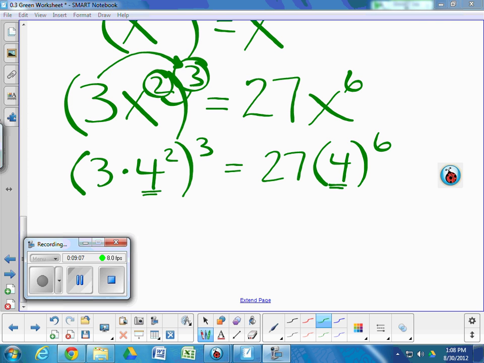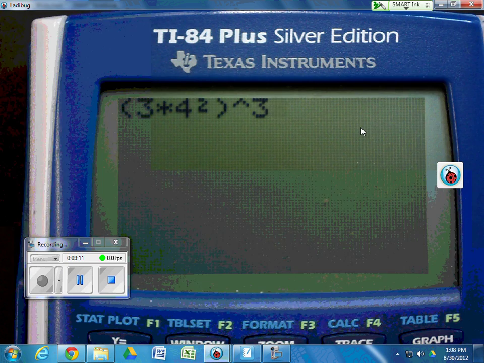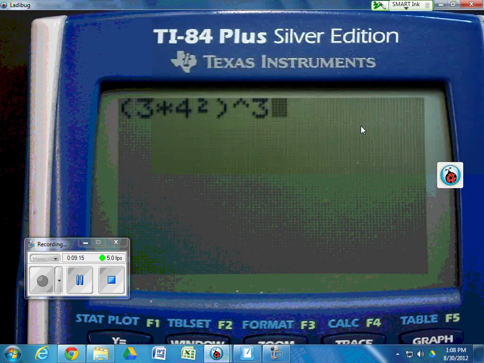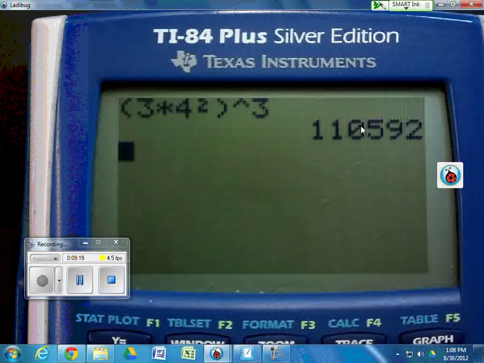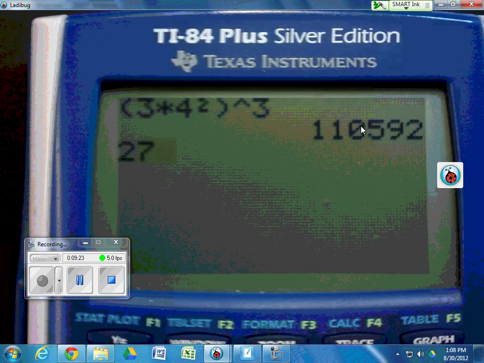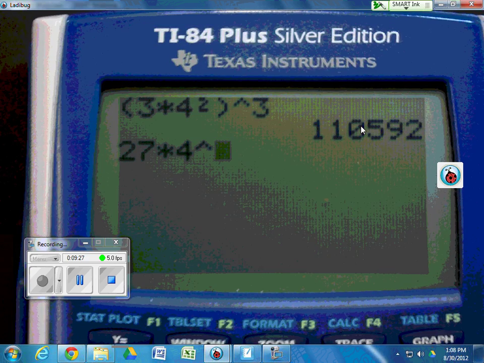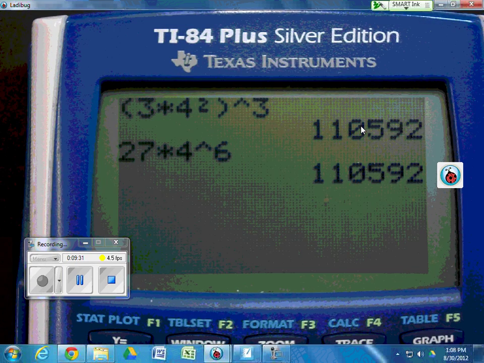And here we are checking our work, and we think that. Okay, we're here. 3 times 4 squared cubed is, great, 110,592. Is that the same as 27 times 4 to the 6th? All right? So we plugged it in.